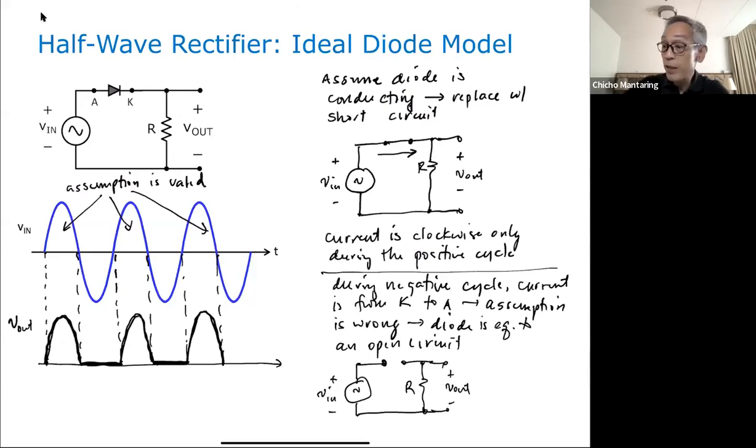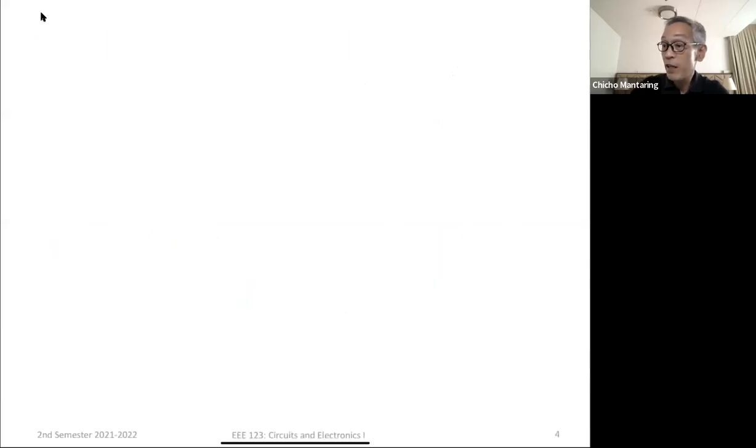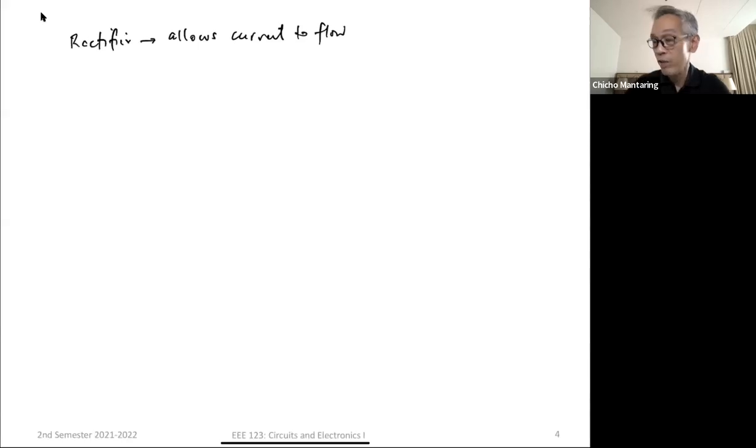So ano yung effect ng diode? Ang effect ng diode, parang tinabas niya yung nasa baba. So iniwan niya yung nasa taas, tinanggal niya yung nasa baba. That's why you call this a rectifier. Because this allows current to flow. Okay. Let me repeat that.